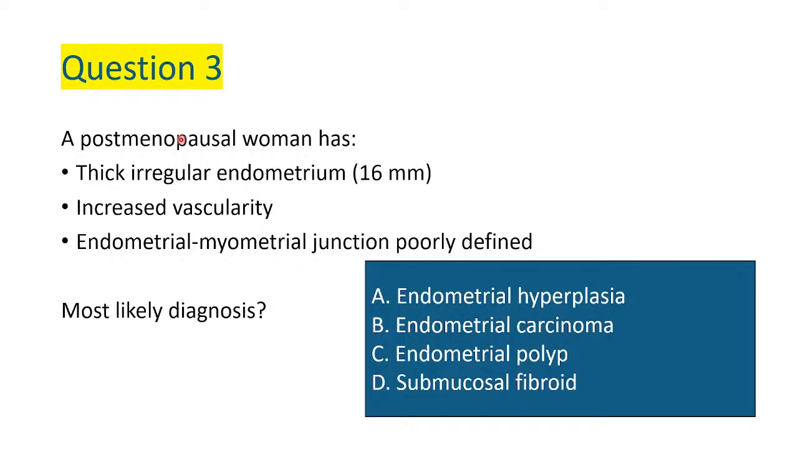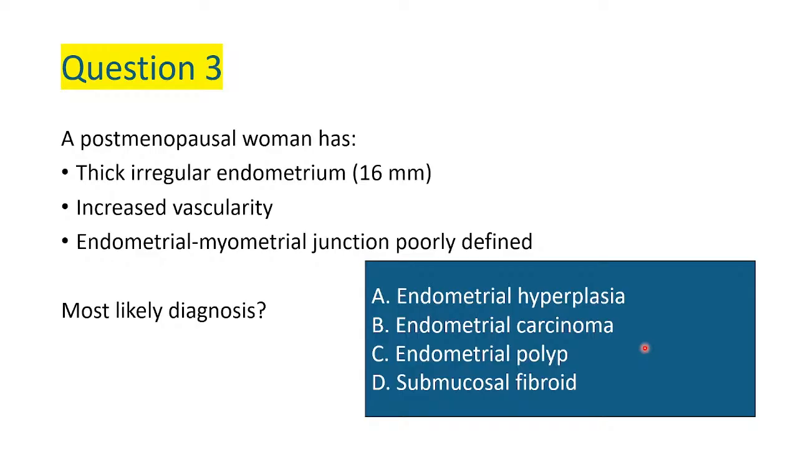Question number 3. A post-menopausal woman has thick, irregular endometrium, 16 millimeters thick, increased vascularity, endometrial-myometrial junction poorly defined. What is the most likely diagnosis? A. Endometrial hyperplasia. B. Endometrial carcinoma. C. Endometrial polyp, and D.